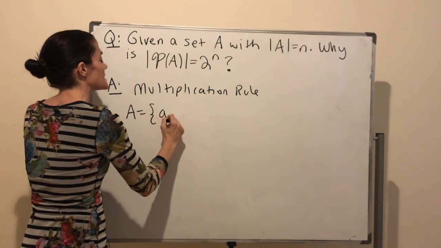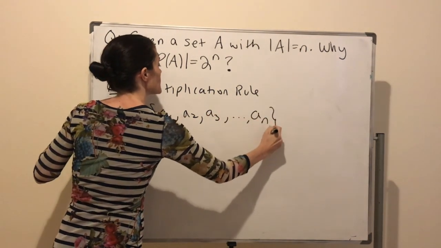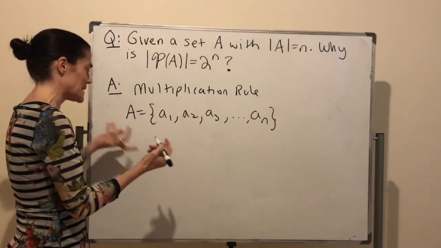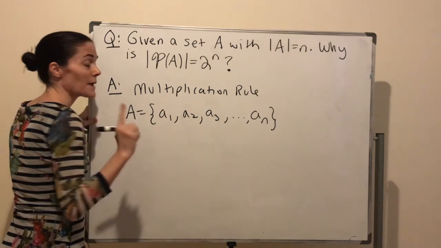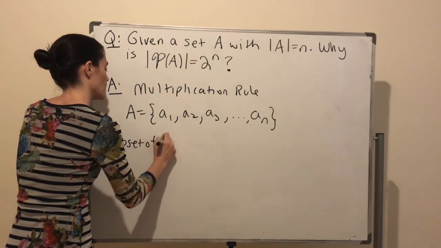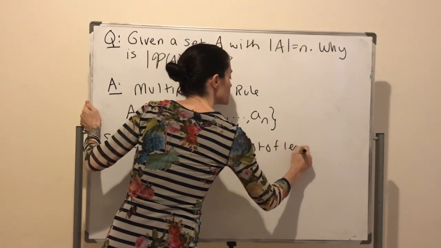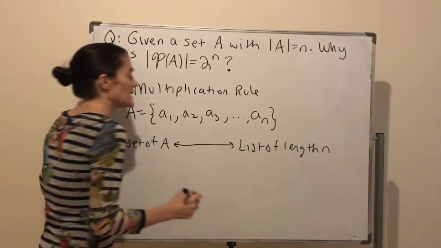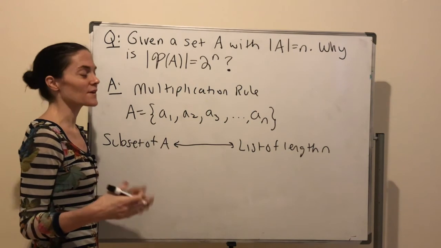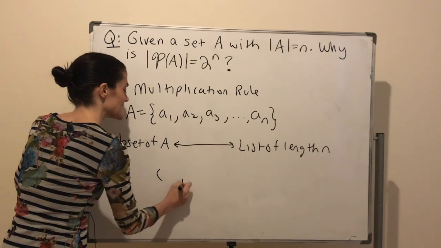So let's say A is A1, A2, A3, out to An. And now I want a subset of A. Well, I can make a subset of A by making a list of length n. Now, you might think, wait, subsets have no order, and lists of length n have order, but the list does not consist of the elements of A. So let's make a list.